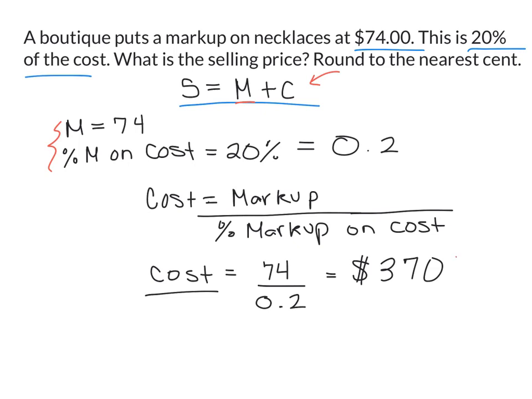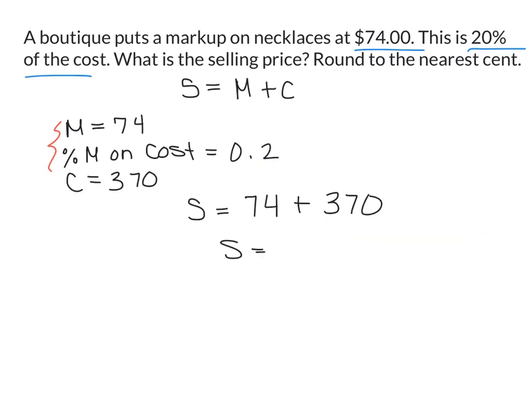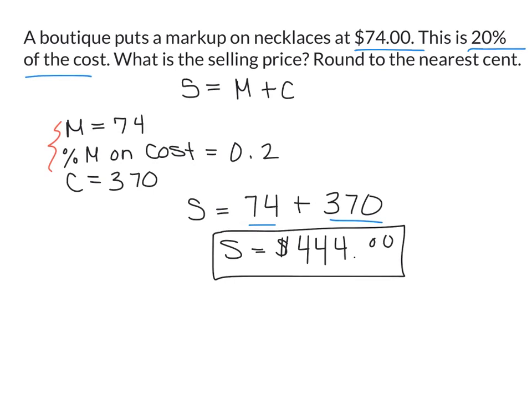Now we can take the value for cost and plug it into our top formula to find the selling price. When we plug in a value of $370 for the cost and $74 for the markup, the selling price becomes 74 plus 370. When we add those two values together, we get $444. So the selling price of the necklace is $444, and that's our final answer.